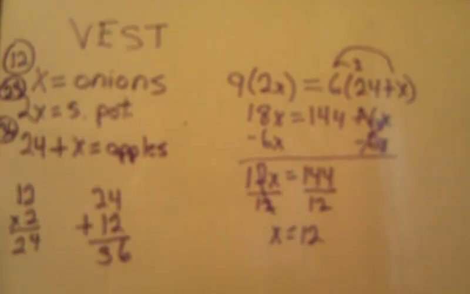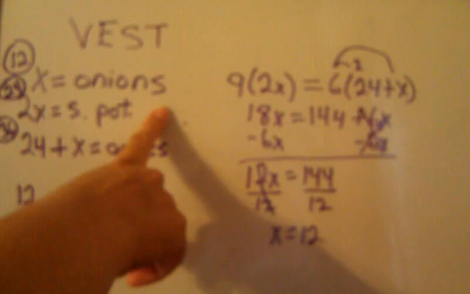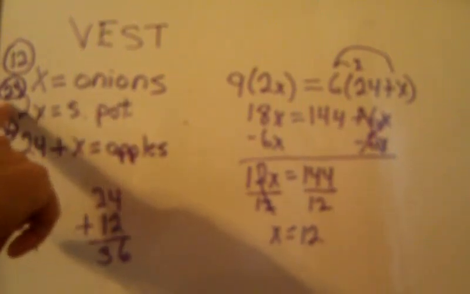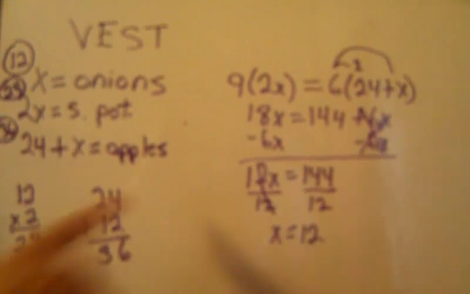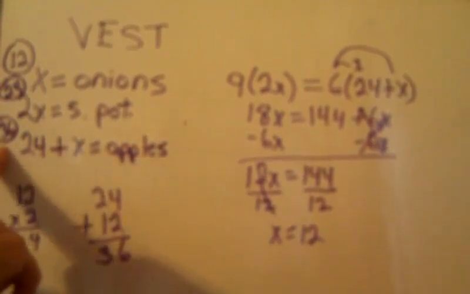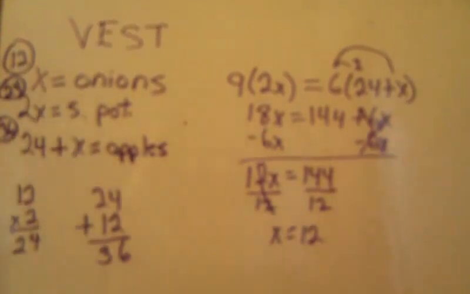Now, look at the questions, okay? The first question says, the cost per pound of sweet potatoes. So it asks for sweet potatoes first, so your first blank is going to be 24. The cost per pound of apples. Apples is 36, so this is your second answer. Make sure you read the questions. The cost per pound of onions is 12 cents. So we have the right numbers. Make sure you put them in the right order on your answers.